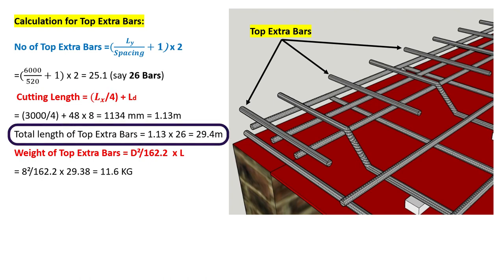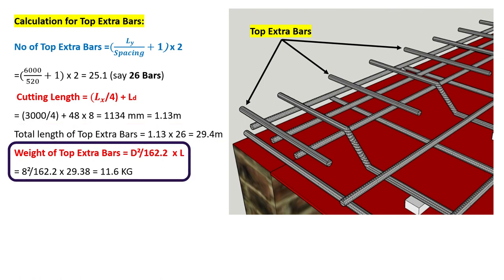The total length of top extra bars will be equal to cutting length into number of bars. Cutting length is 1.13 meter and number of bars is calculated as 26. The total will be 29.4 meter. Weight of top extra bars is given by d square upon 162.2 into L, where d is 8 mm and L is 29.4. The total weight of top extra bars will be equal to 11.6 kg.